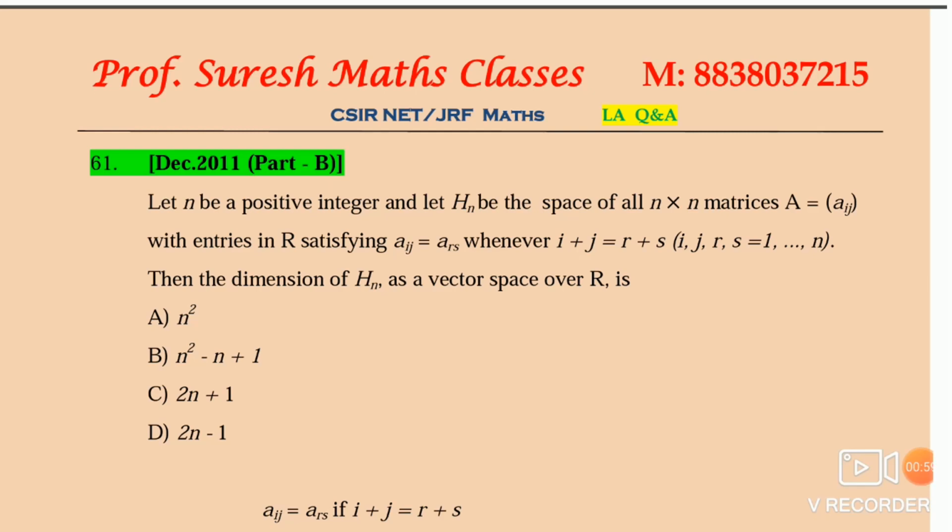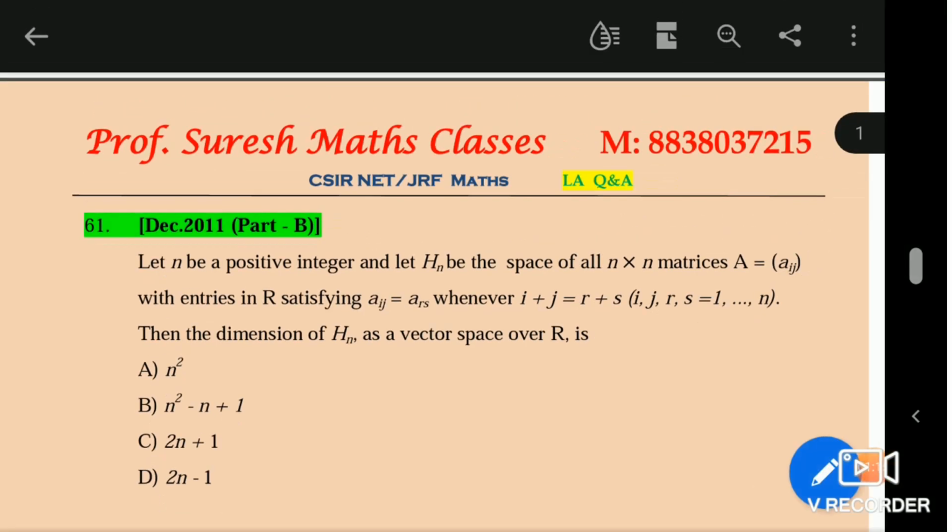So Hn என்ற ஒரு வெக்டார் ஸ்பேஸ் கொடுத்திருக்காங்க, அதோட டைமென்ஷன் தான் கேட்குறாங்க. So how many free entries are there for a general matrix in Hn? We have to find out that. Hn ஜென்ரலாக ஒரு மேட்ரிக்ஸ் எடுத்தோம்னா அதில் எத்தனை ஃப்ரீ என்ட்ரிஸ் இருக்குது என்று பார்த்தால் போதும்.